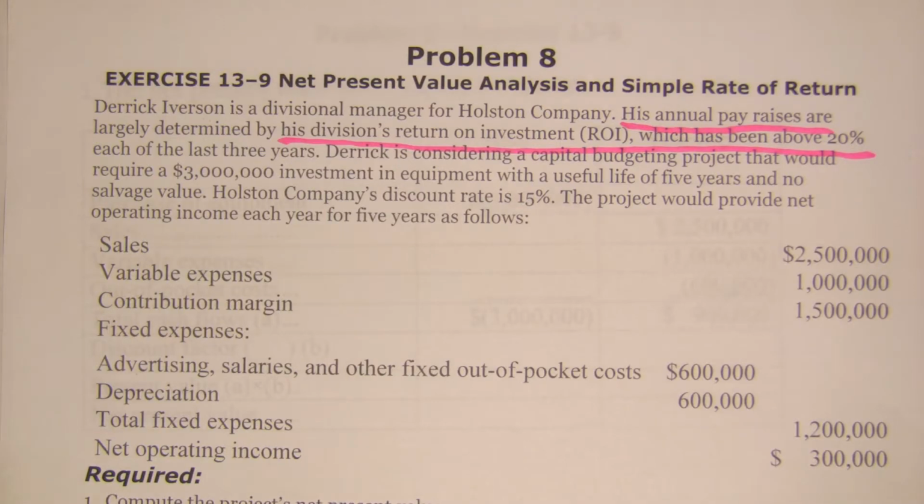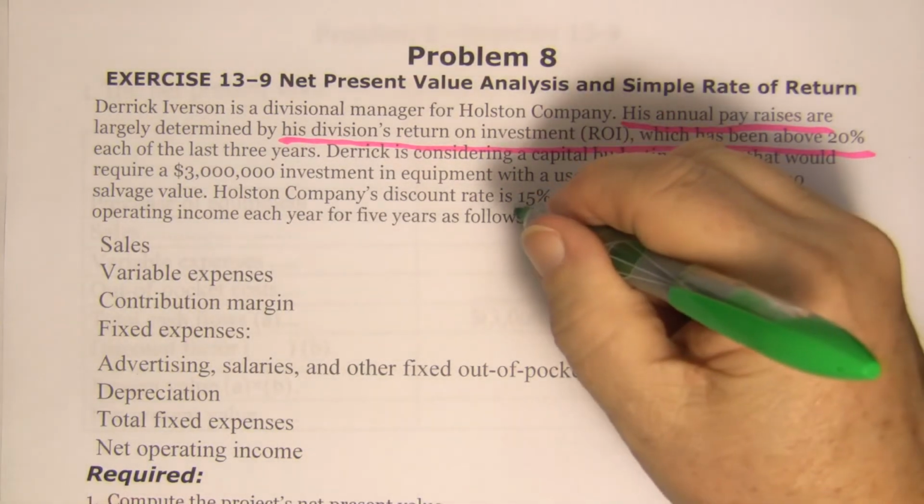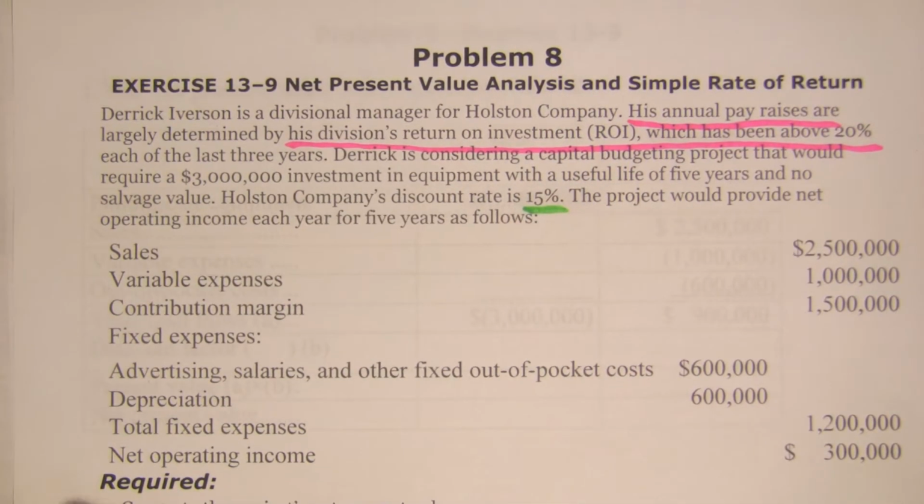However, the company has a discount rate of 15%, and the project would operate and produce net operating income. So here's the deal. If they go through with this, if it makes money, and it will, we'll show that in a minute, the company would want to do it. But does it make enough money for Derek to want to do it? So here's the facts.